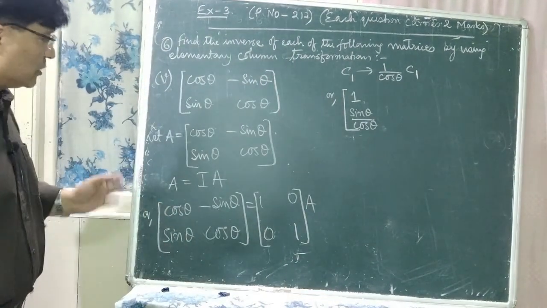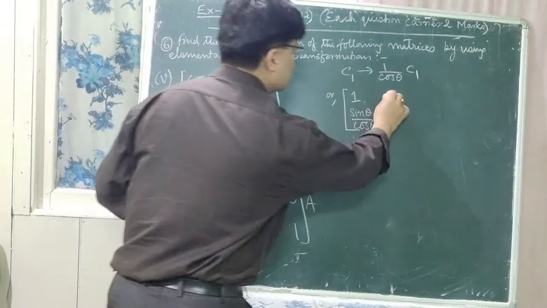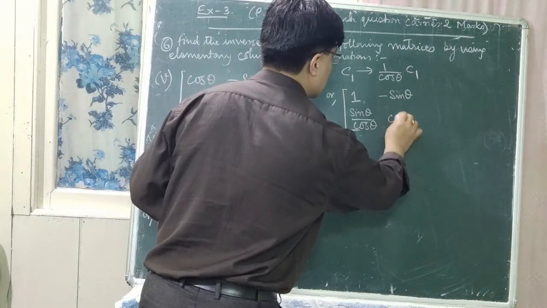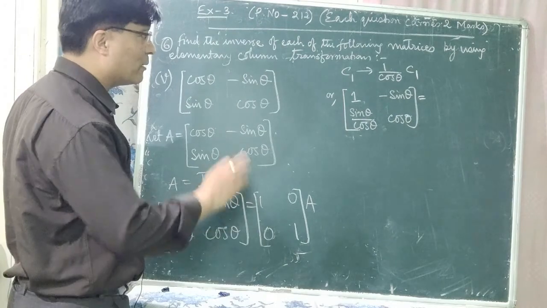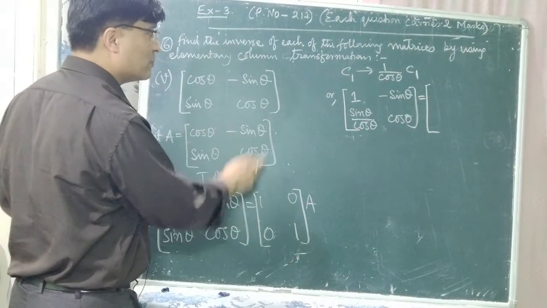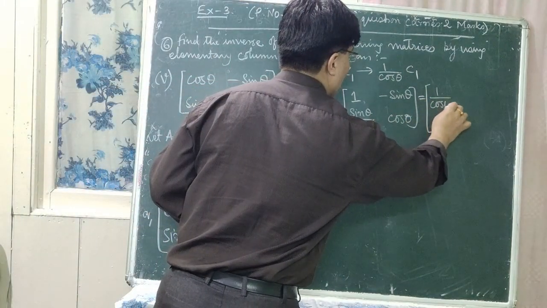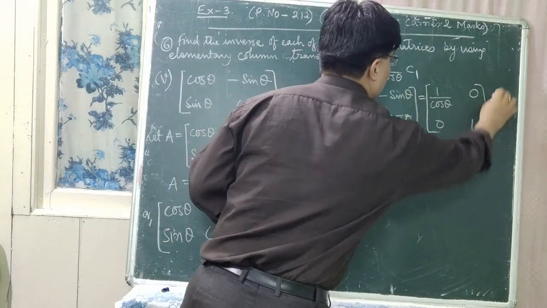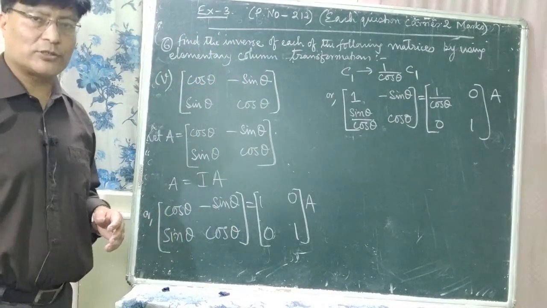Is that clear? So next, what should you write? The column 2 remains the same, that is minus sin theta, then comes cos theta, and on the right hand side you have to multiply it by 1 by cos theta in column 1. So if 1 is multiplied by 1 by cos theta, we get 1 by cos theta, right? Then it is 0, and this is 0, 1, and this is your A. So I think you have understood it.